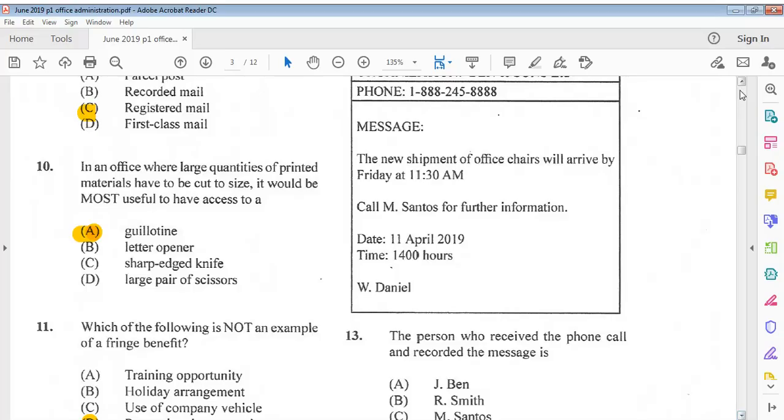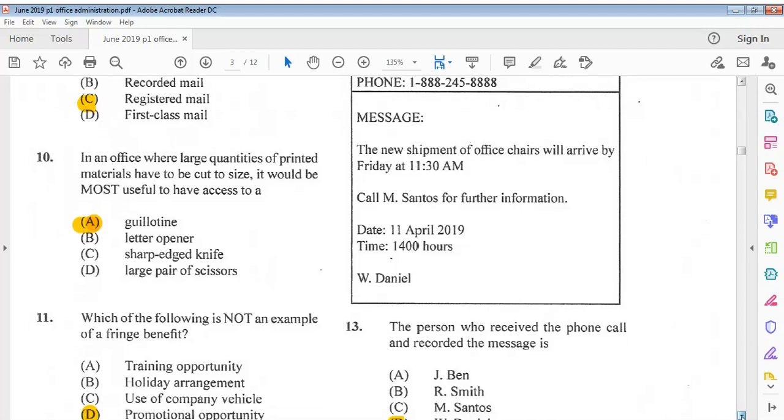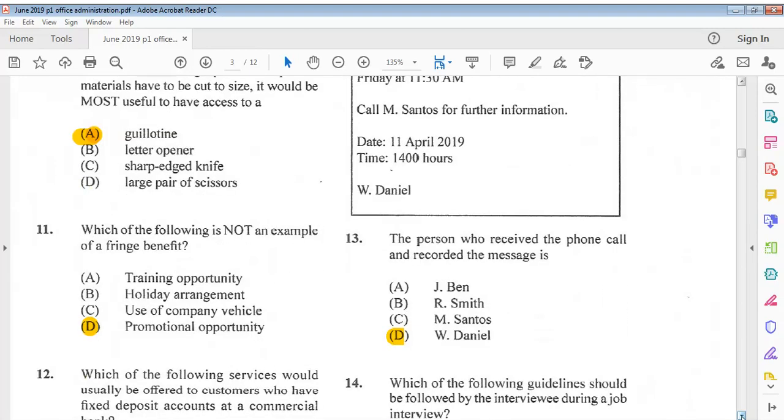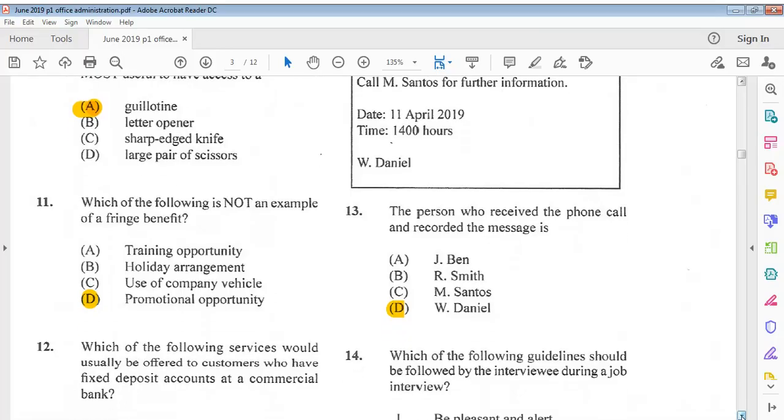So let's get into question number 13. It says the person who received the phone call and recorded the message is A. J. Ben, B. R. Smith, C. M. Santos, or D. W. Daniel. So right away at the ending of the message, we see that it's from W. Daniel. Sorry, the person who received the phone call. That's their initial at the end of it.